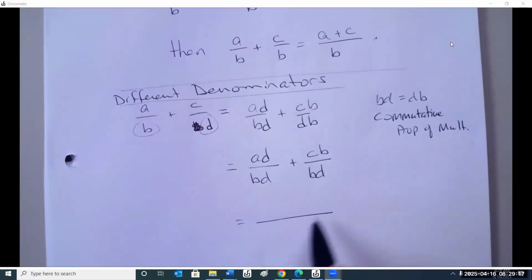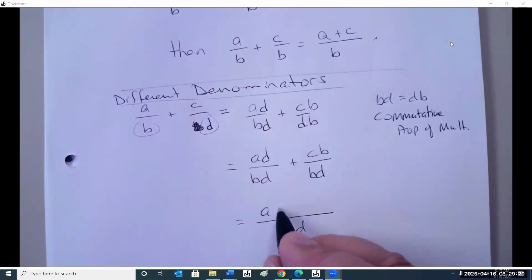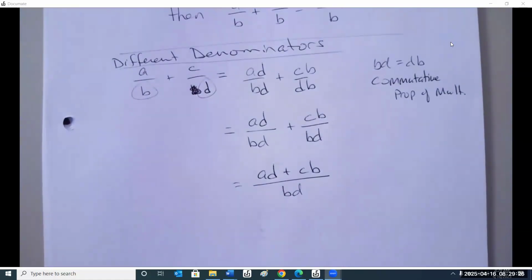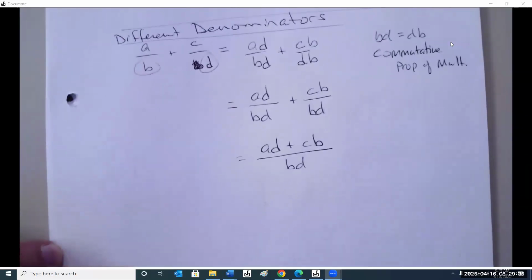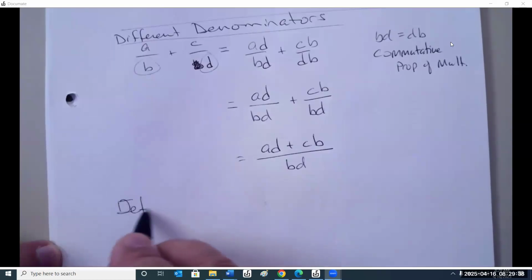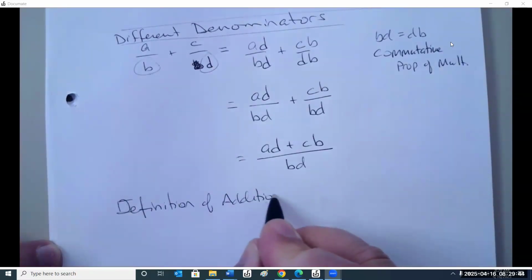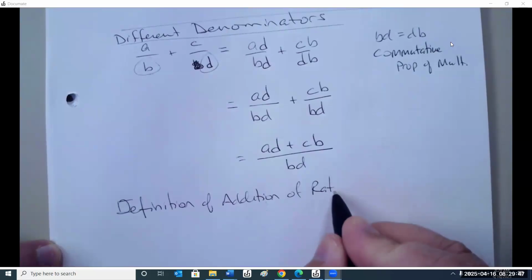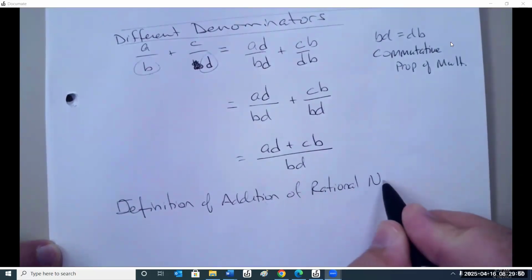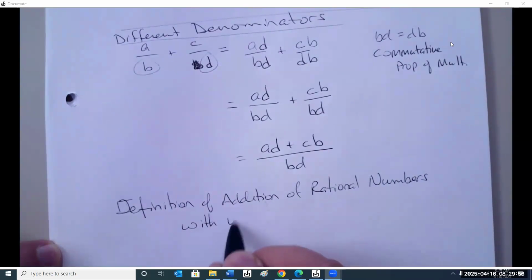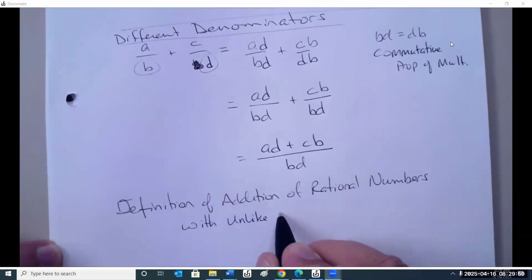Now they're the same number. Because they're the same number, I can add the tops. And that's the theorem of adding rational numbers with unlike denominators. That's the definition of addition of rational numbers with unlike denominators.